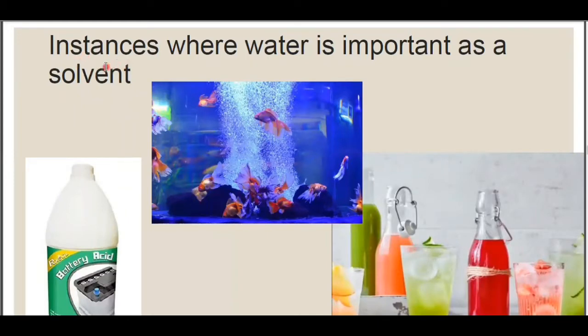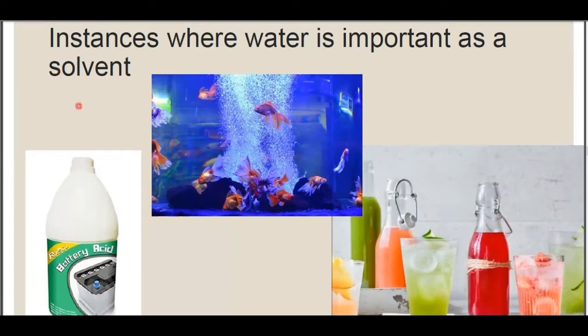So now I'm going to describe instances where water is important as a solvent. One is for different aquatic animals, you can see that gases dissolve so that they can breathe.